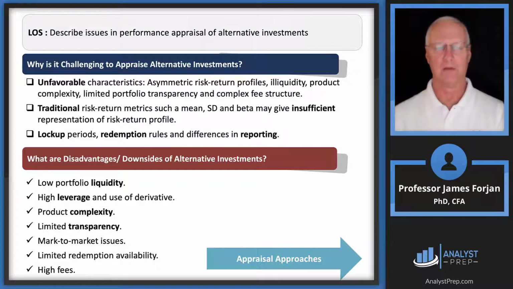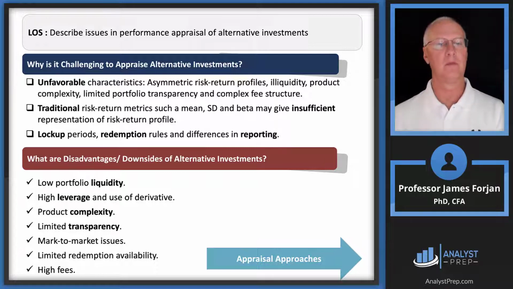So look at that second bullet point. This is what I was just saying. If we take a look at a normal distribution where we have the expected return, well, we can call it the mean return there, standard deviation and beta may provide us with an incomplete picture of that risk return profile. So we might not be able to look at the linear or the nonlinear relationship. We might need to look at some other issues. There are some more examples: lockup periods, redemption rules, and differences in reporting.